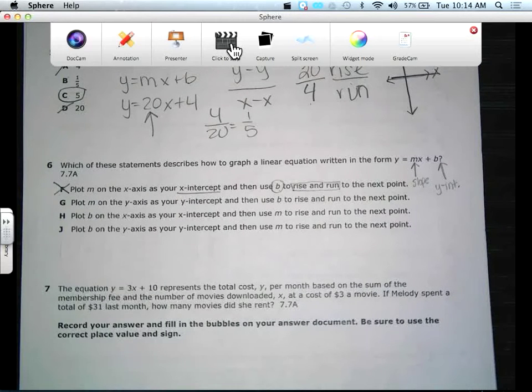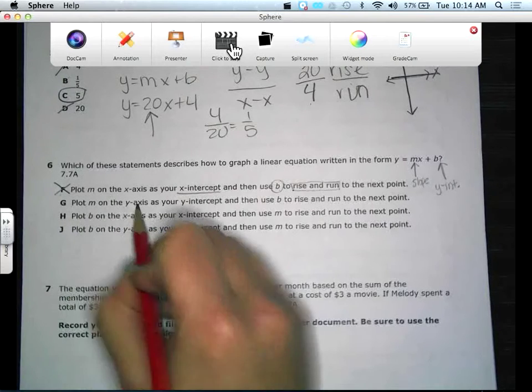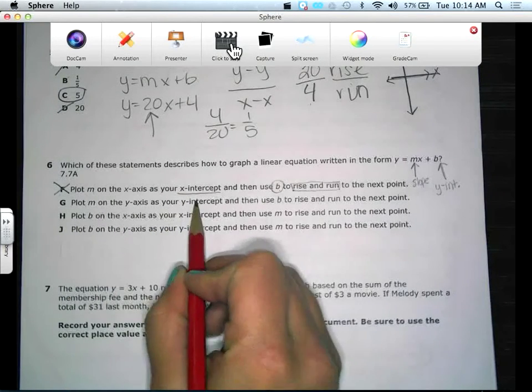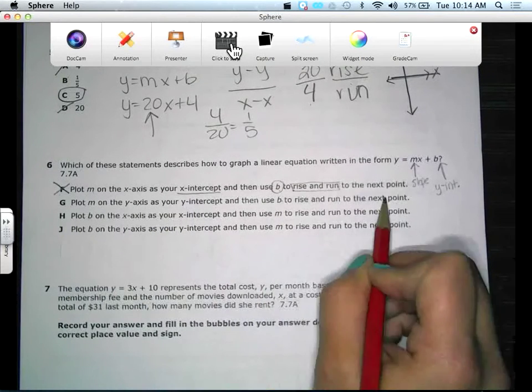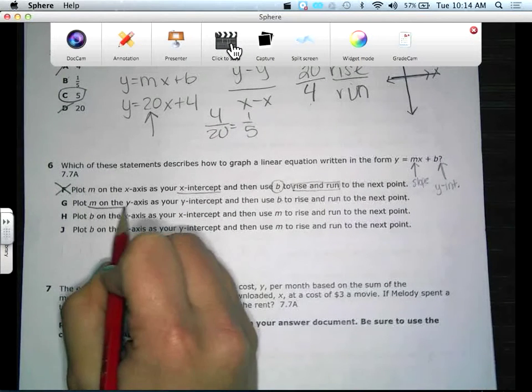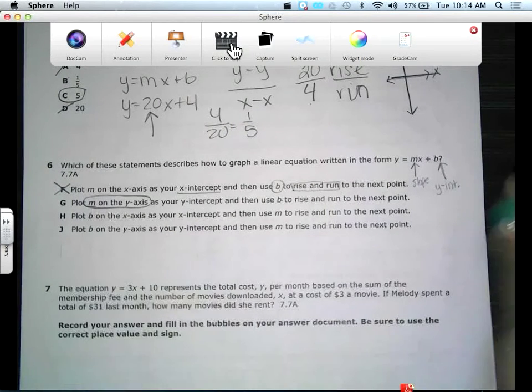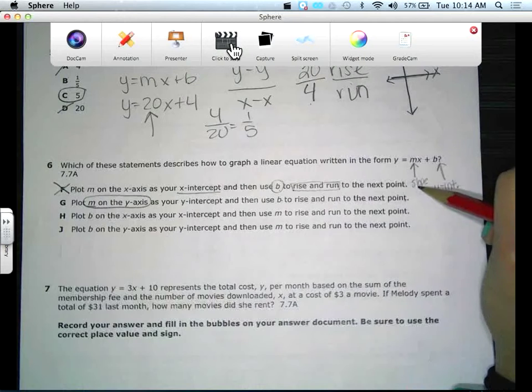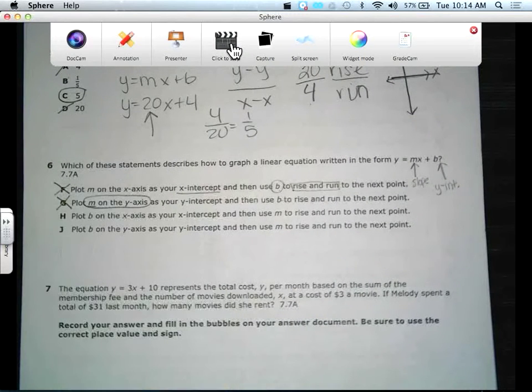For G, it says plot M on the y-axis as your y-intercept, and then use B to rise and run to the next point. For G, I have the same issue. M is not the y-intercept. M represents the slope. So this cannot be the correct answer.